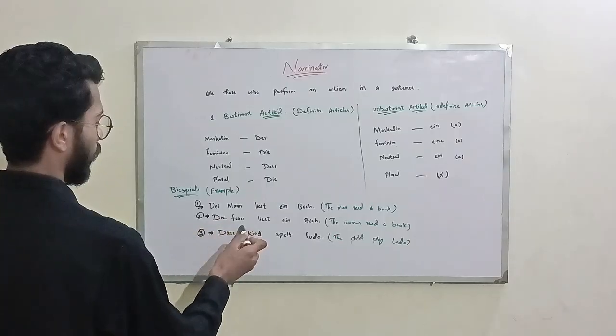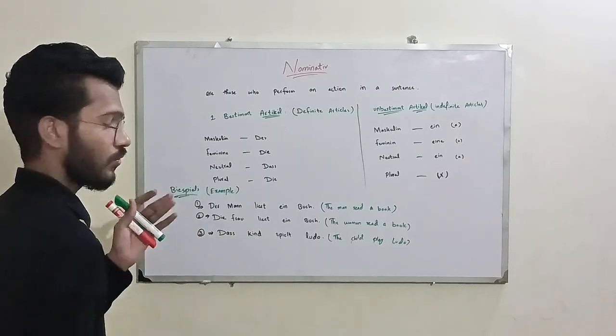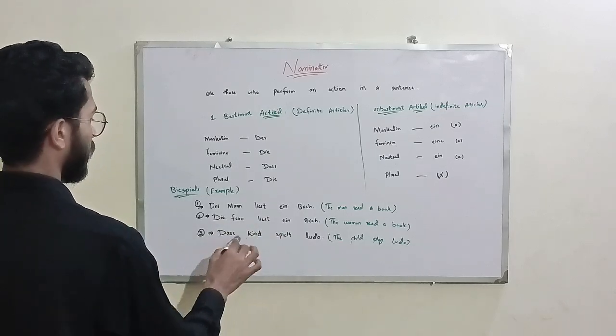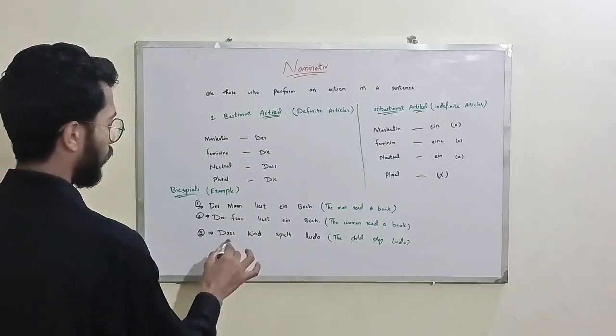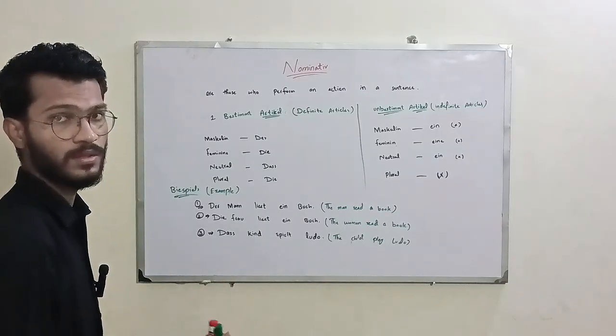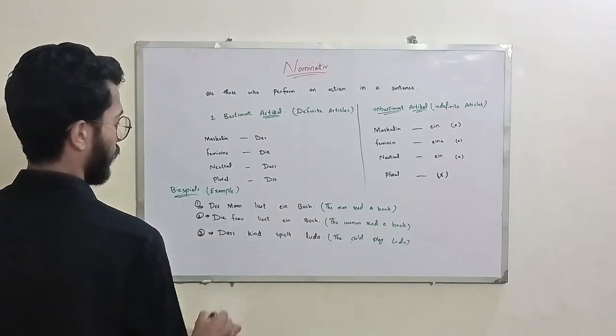Same, die Frau. Frau is feminine. So we use the article die. Read the book. Das Kind spielt Ludo. We use das article because Kind is neutral.